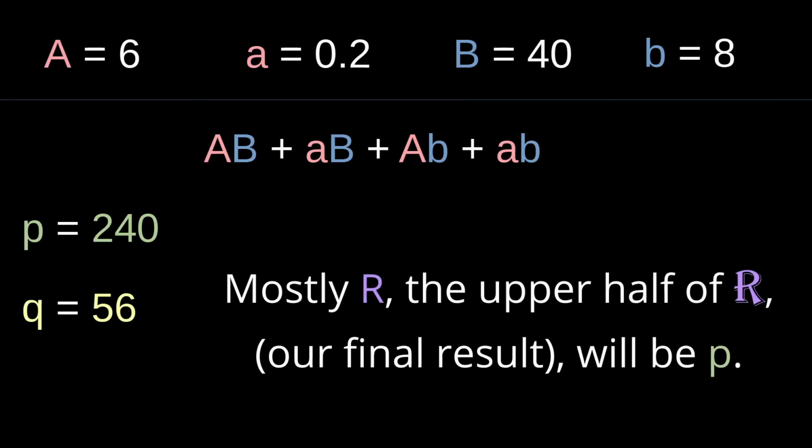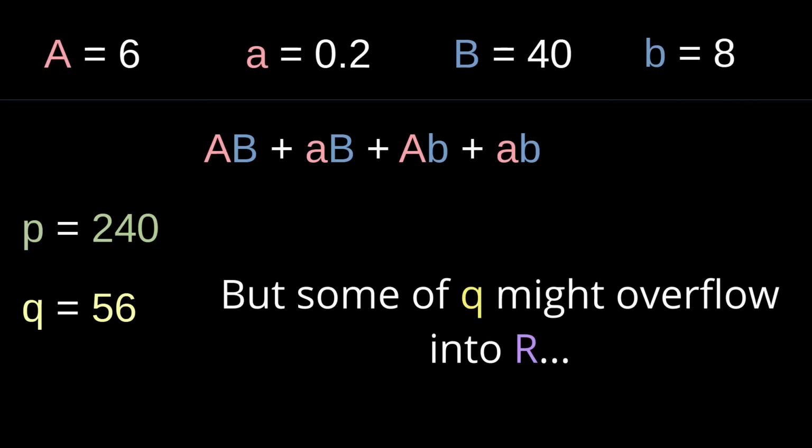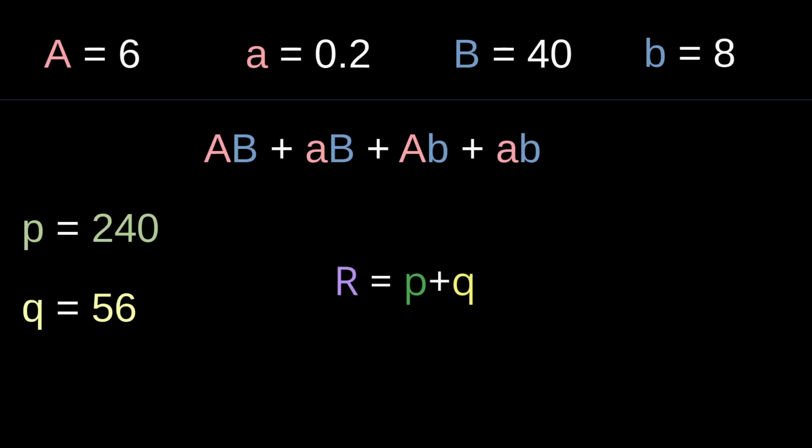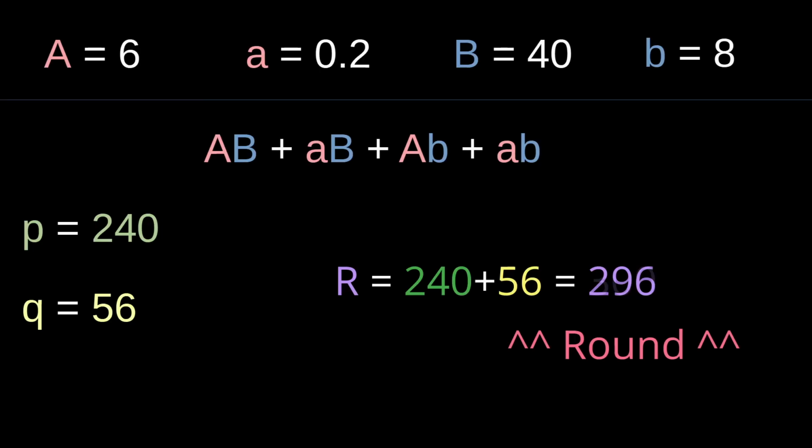Now, most of the final result that we're going to compute here is going to be in P, since P is the top two digits multiplied together. But some of the inner product, Q, that we just computed might actually overflow into P. So what we do is we add them together and allow that overflow to happen and store that result in capital R. So we'll have capital R equals P plus Q. That gives us 240 plus 56 equals 296, which will be rounded to 300 for our little system. Capital R is the upper half of the result.